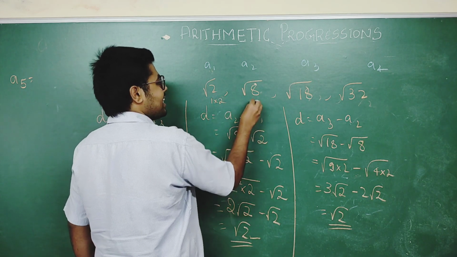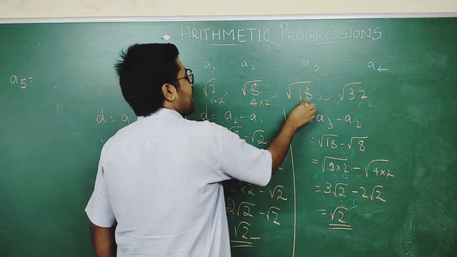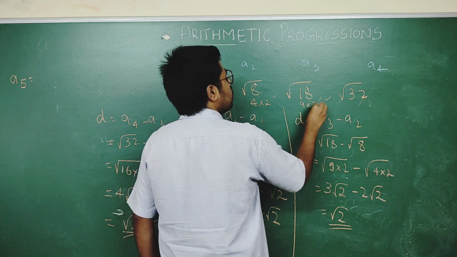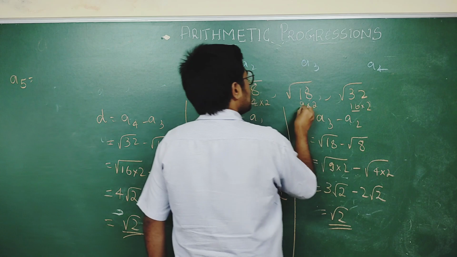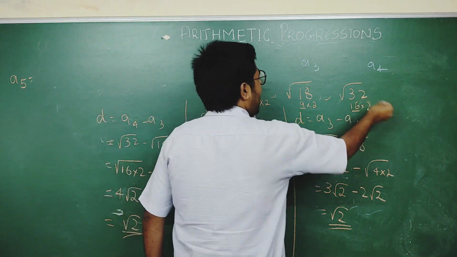How can I write 8? I just learned it is 4 into 2. How can I write this? I can write it as 18, that is 9 into 2. How can I write this? I can write 16 into 2. If you see here, there are square numbers 1, 4, 9, 16, and then 2.